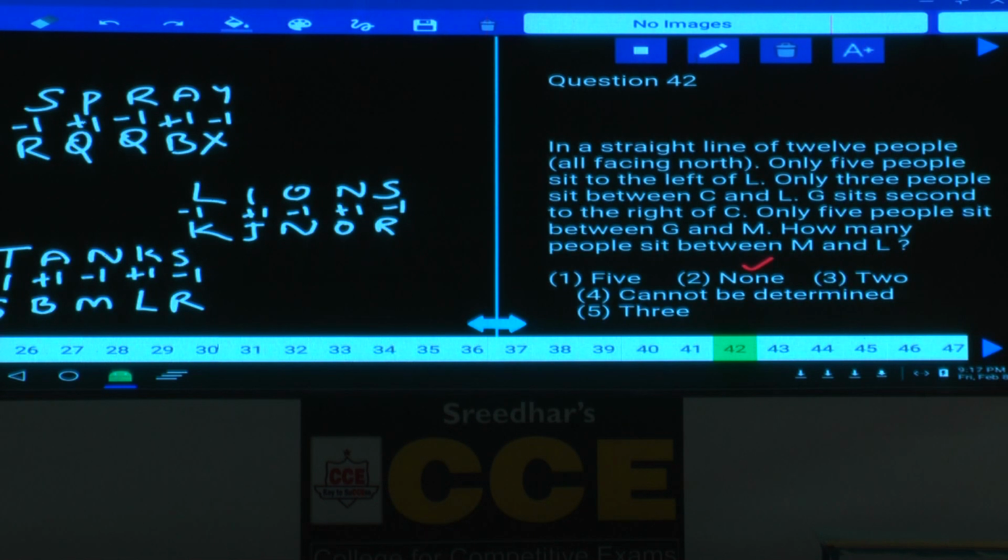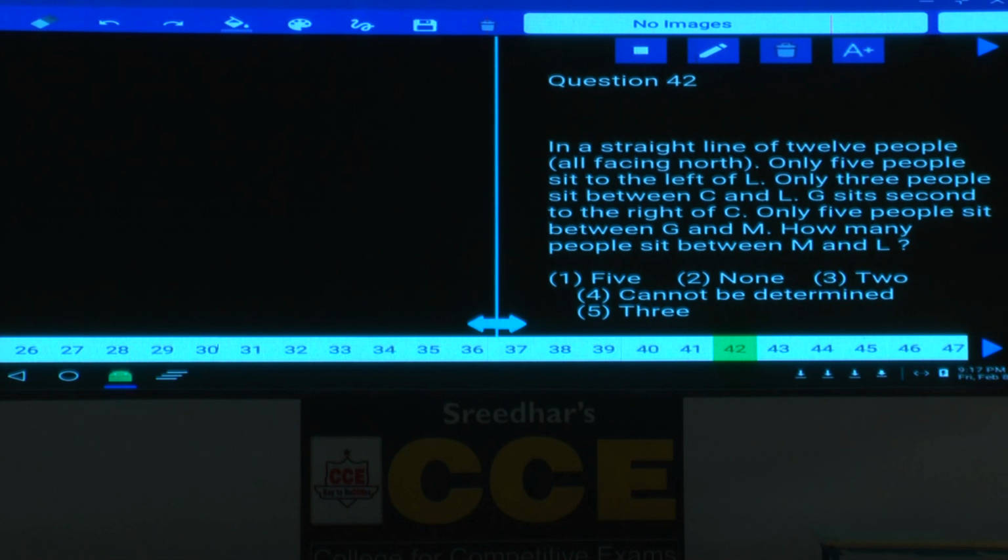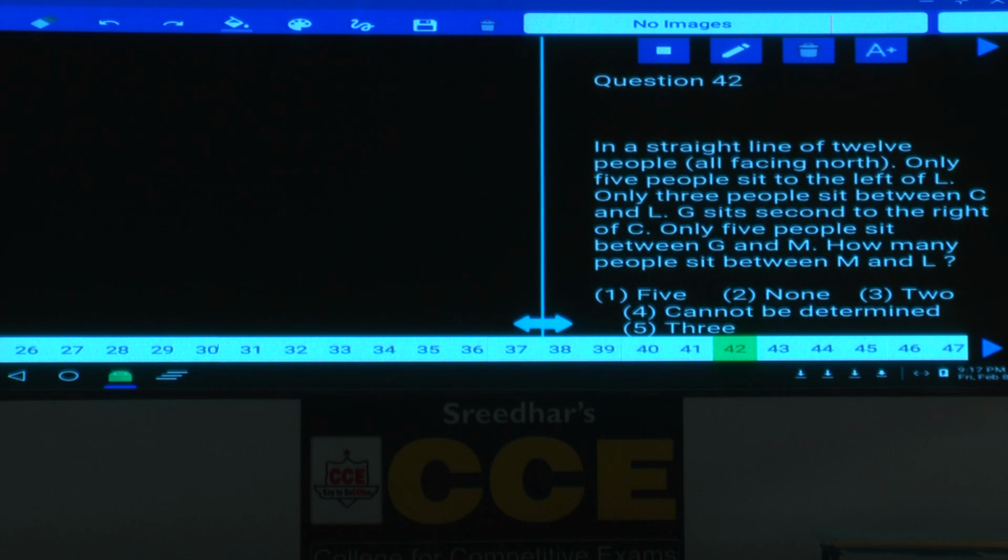Then question number 42. In a straight line of how many people are here? There are 12 people. In a straight line of 12 people, 1, 2, 3, 4, 5, 6, 7, 8, 9, 10, 11, 12. In total we have 12 people. Only 5 people sit to the left of L. As only 5 people sit to the left of L, hence L must be in the 6th position from the left hand side, because there must be 5 people to the left hand side of this L.